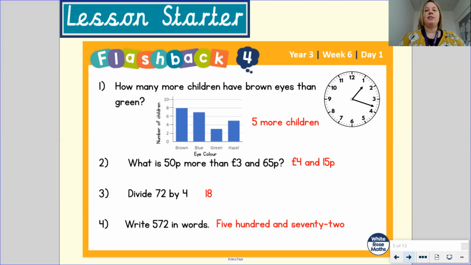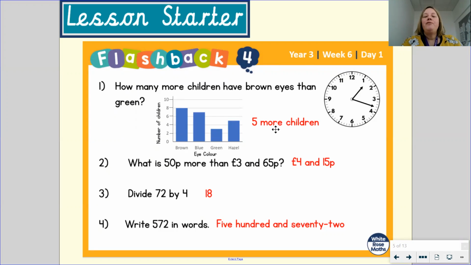Let's look at your answers. How many more children have brown eyes than green? So if we look at our bar graph, we can see that 8 children had brown eyes. If we look at our green bar, we can see that it's halfway between 2 and 4. So 3 children had green eyes. 8 take away 3 is 5. So 5 more children have brown eyes.